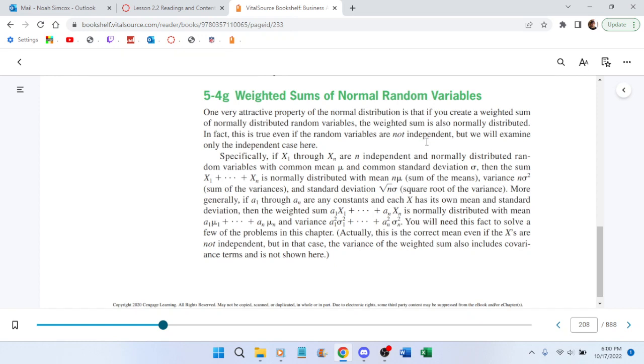With mean, sum of means, variance, sum of variances, and square root, and standard deviation. If a1 through an are any constants, you will need this fact to solve a few problems in the chapter.